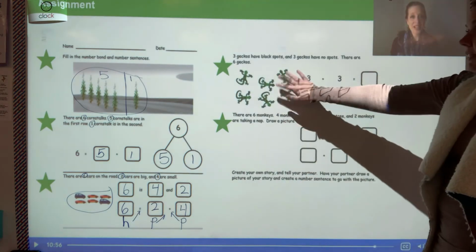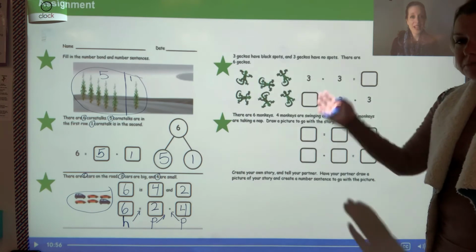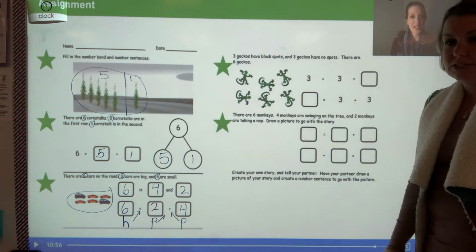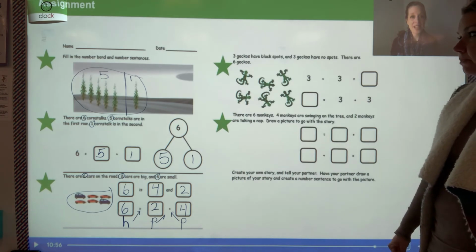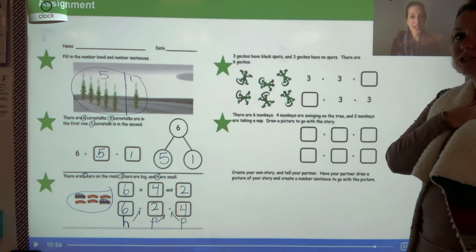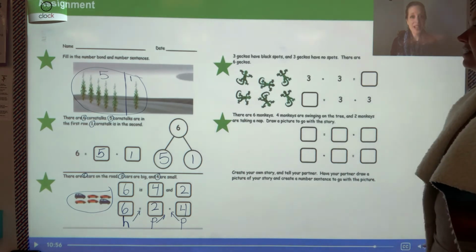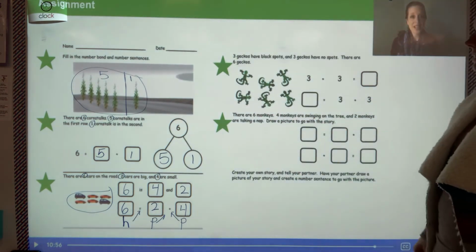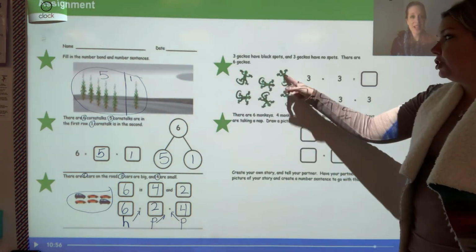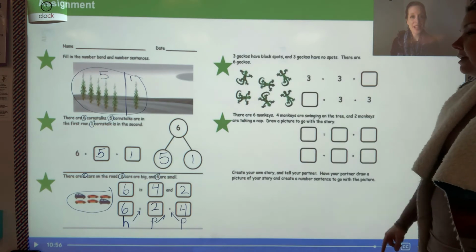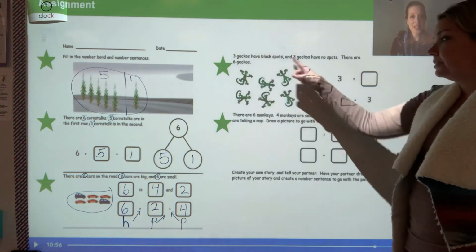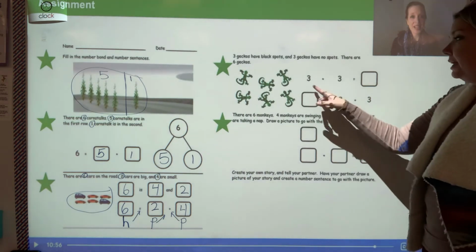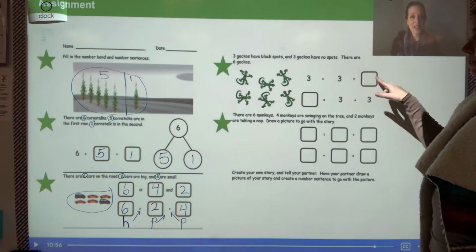All right, let's do these lizards up here. So flip your paper on the back when you're finished. And let's take a look at these lizards. Oh, excuse me, they're not lizards, they're geckos. 3 geckos have black spots. That's really hard to see. 3 geckos have no spots. There are 6 geckos. Part of this is filled in. 3 plus 3 equals what?